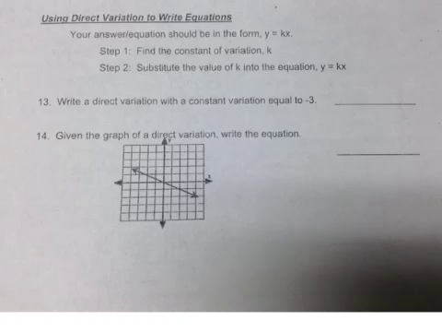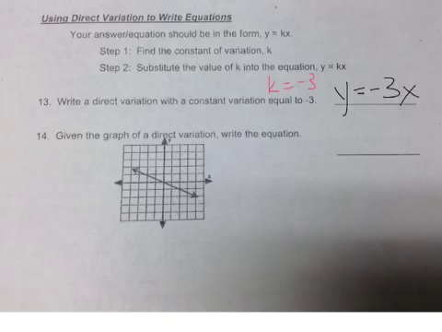Okay. We're going to write equations using that. We have to find the constant of variation, and then we just substitute that in here. So basically, you're just finding the slope and plugging that in. Number 13 says write a direct variation with a constant of variation equal to negative 3. So that means our k is negative 3. So this one is easy. Y equals negative 3x.